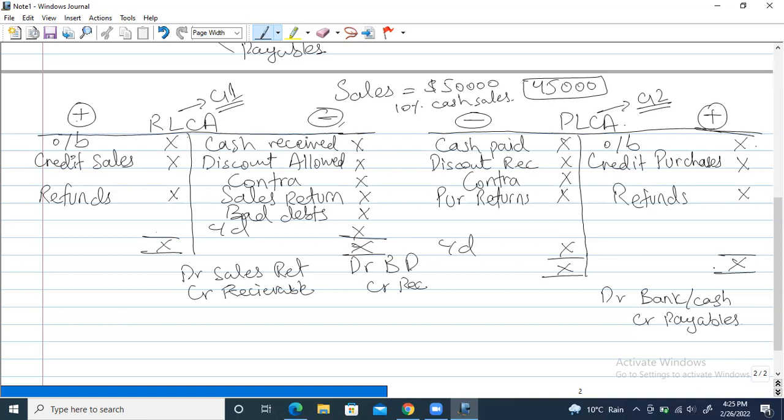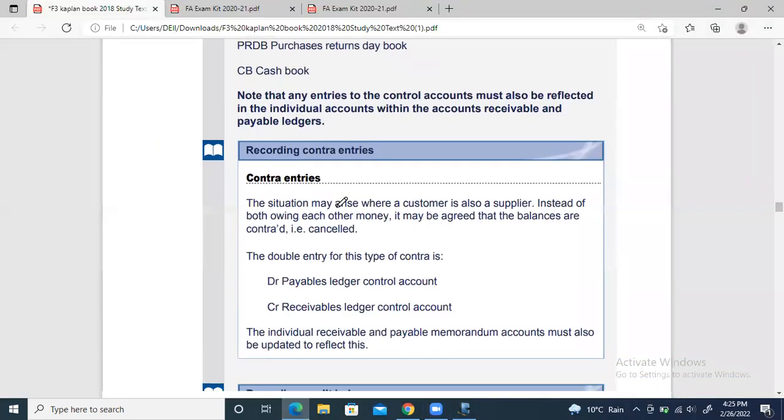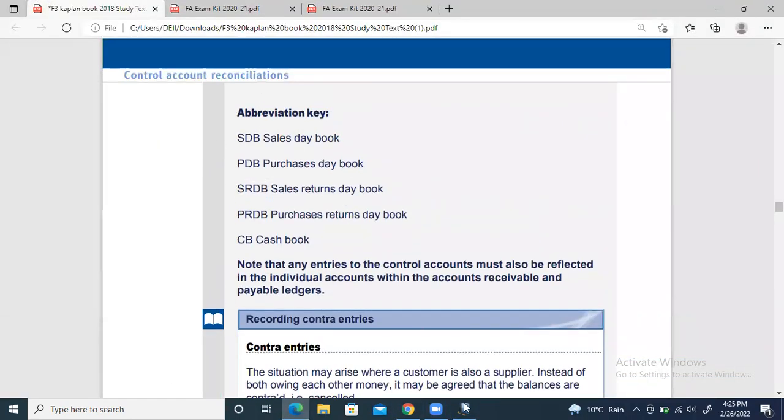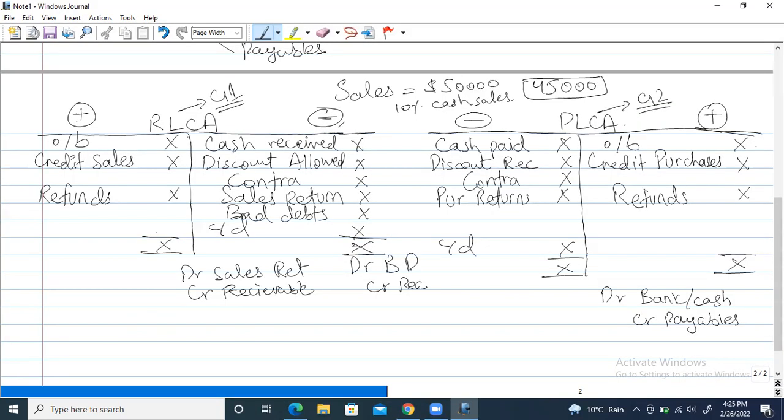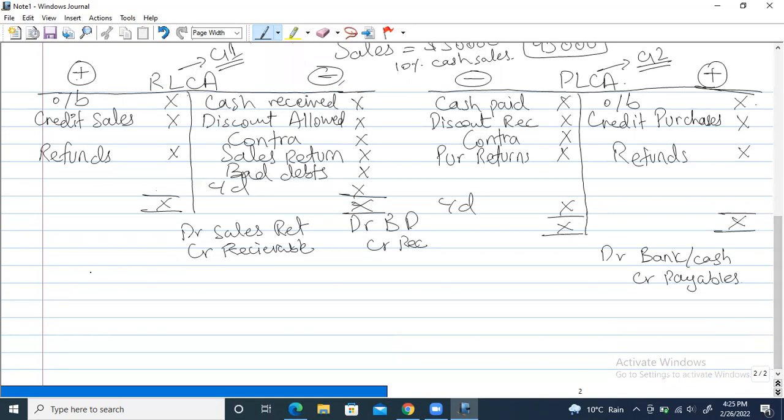Okay, great. Now let's do a small example from the study text and let's see if any other concept is remaining. Yeah, one more thing, for the contra entry, let me explain over here. What happens in a contra entry is that always remember when your receivable is also your supplier.